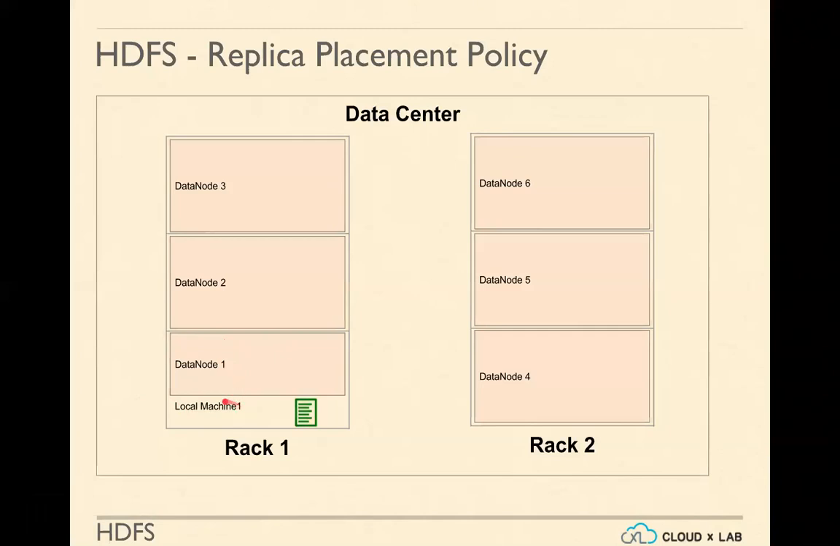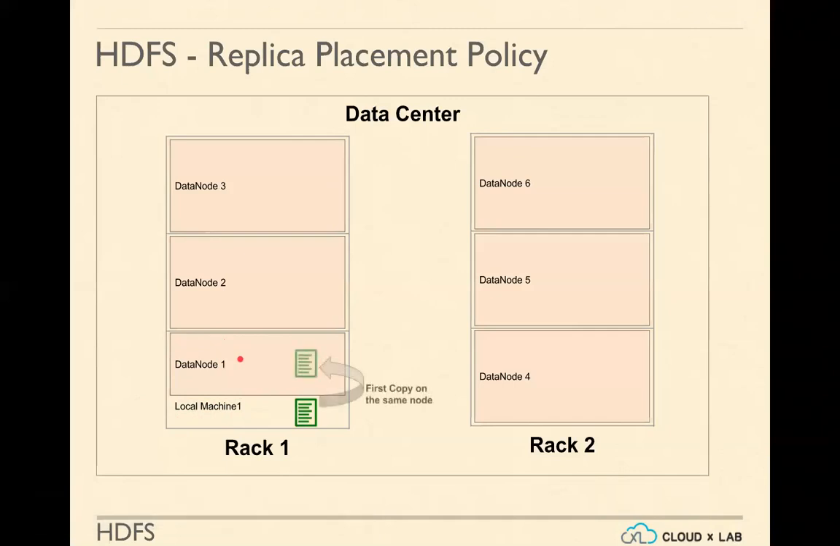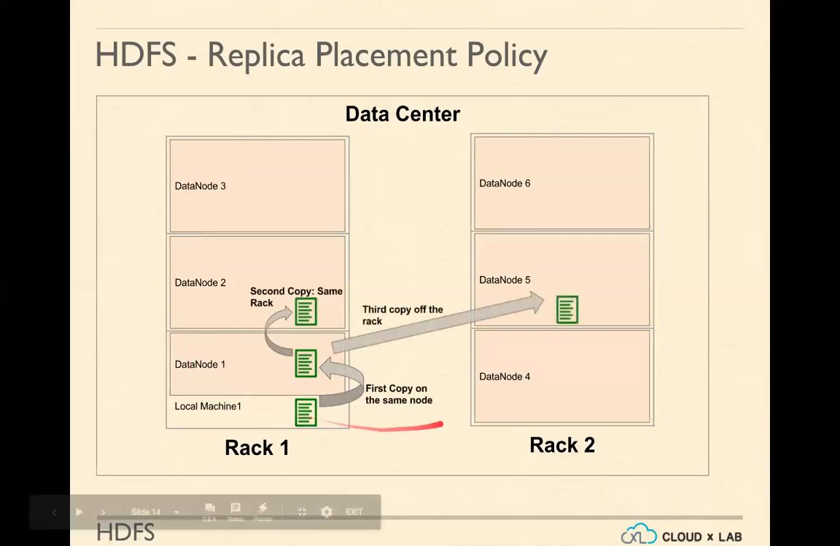When you copy a file from your usual Unix file system into HDFS, the first copy of the data is kept on the same, local data node. The second copy is kept on the same rack but a different data node. The third copy is kept on a different rack, which we also call off the rack. This is how the 3 copies are generally kept.